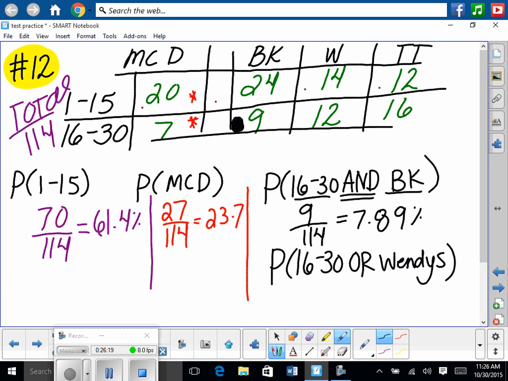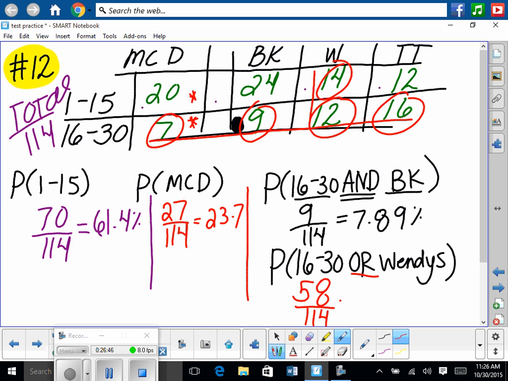And then the probability of 16 to 30 or Wendy's. Or means if they're in either one, they get to come. So ages 16 to 30 would be all of this, or prefers Wendy's. That would be all of this, right? So all of those get to come: 7, 9, 12, 16, and 14. That would fit in 16 to 30 or Wendy's. If you add those up, you get 58 out of 114, which is 50.9% chance. All right, so hopefully you understand the difference between and and or, very different.